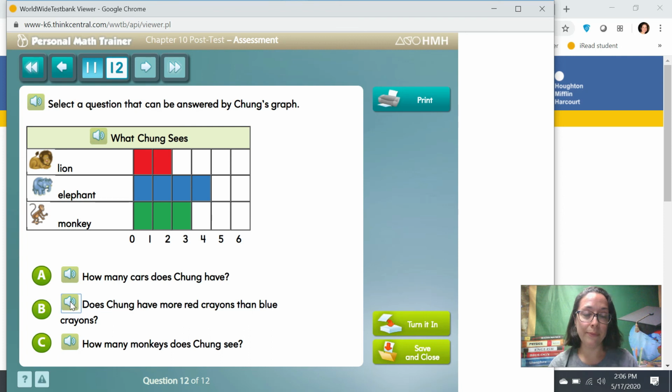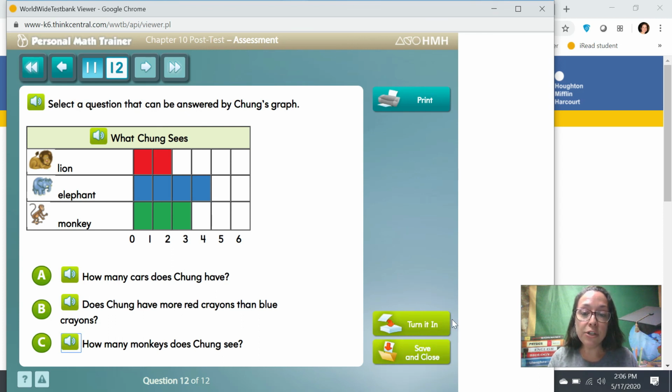Does Chung have more red crayons than blue crayons? ¿Chung tiene más crayolas rojos o azules? ¿Lo puedes responder con la gráfica? Or, how many monkeys does Chung see? ¿Cuántos monos ve Chung? All right, so ¿cuál de esas va con la gráfica? Pick the one that goes with the graph. That's it. Should be pretty easy.